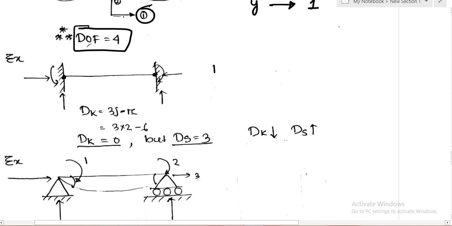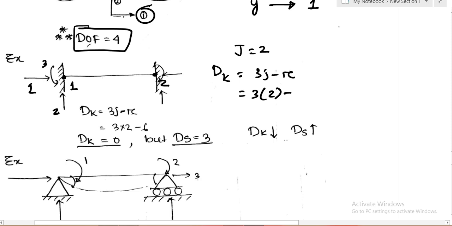If you talk about the formula, this is 3j minus r. How many joints are there? Suppose this is one joint and there is another joint, so the number of joints is 2. So if you put this in, this is 3 into 2 minus how many reactions? This is 1, 2, 3, and this is 4, 5 and 6 reactions. So how many reactions are there? This is 6. So this is 0.